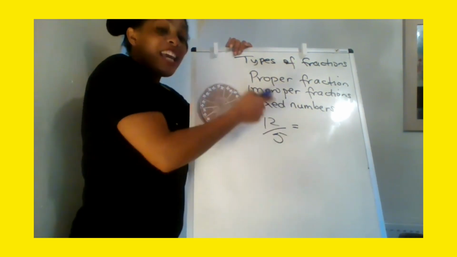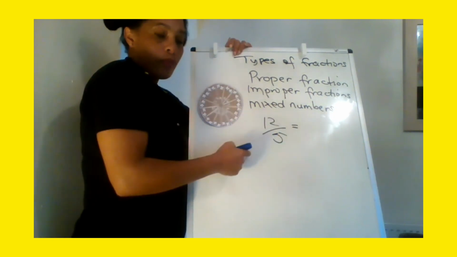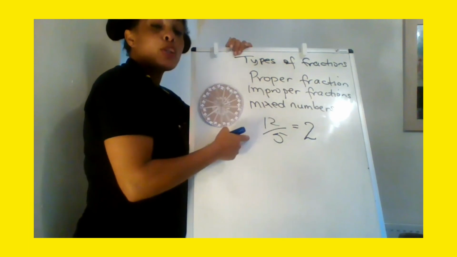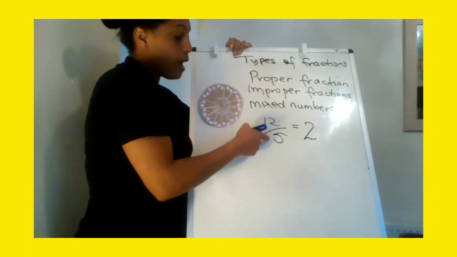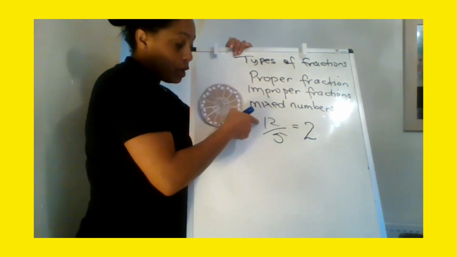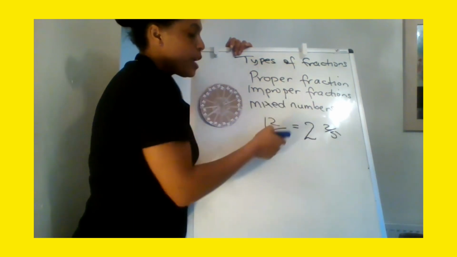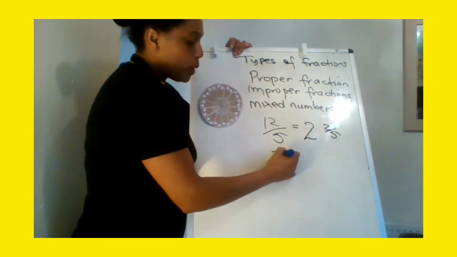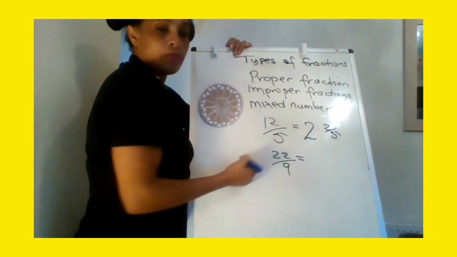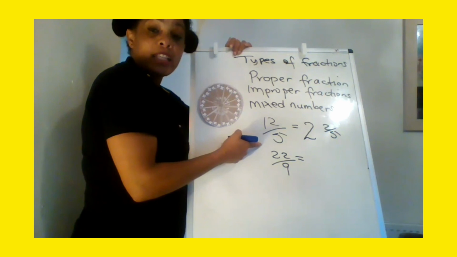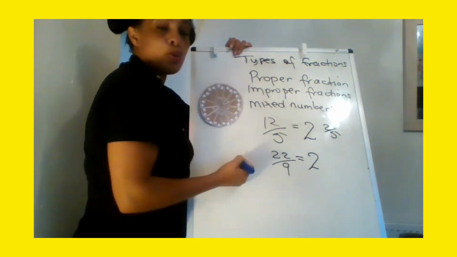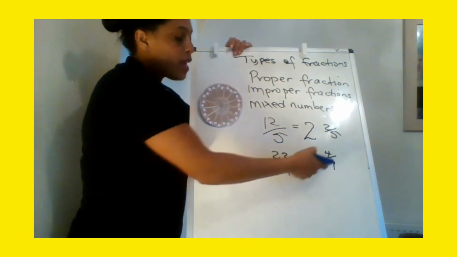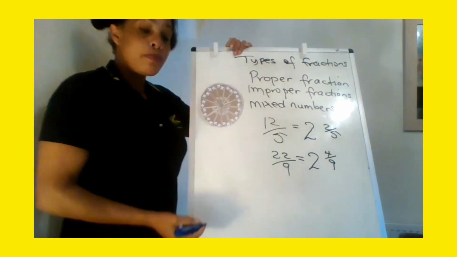We can change an improper fraction to a mixed number. So how many 5s can I get out of 12? So the 12 pieces can make 2 cakes, because 10 pieces is going to make 2, and I'm still going to have 2 pieces left over. So here, an improper fraction can be changed to a mixed number. Again, 22 out of 9. It means how many 9s can I get out of 22, which is going to be 2, and that's going to give us 4 out of 9 left over. So we can change an improper fraction to a mixed number.